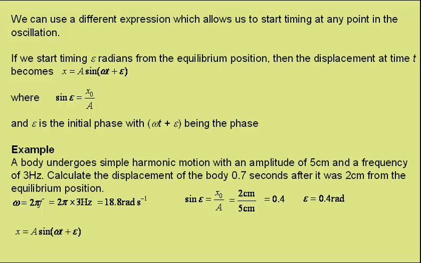Now we get that x is equal to a sine omega t plus epsilon, and putting in the values given gives us a displacement of 4.3 centimeters. The positive magnitude of the displacement tells us that this is on the same side as the initial displacement of 2 centimeters. If it was on the opposite side, it would come out as negative.